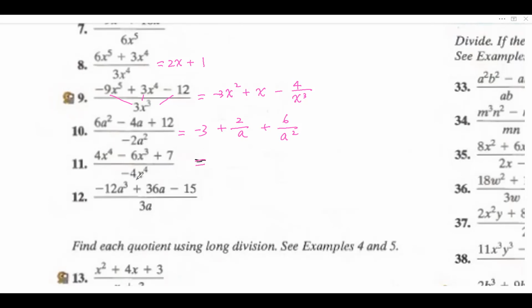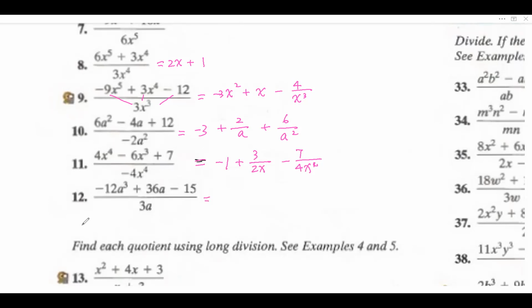Let's see 11. The first is negative 1, right? What about this part? This part you can quickly get 3 over 2x. And the last one, 7 over 4x to the power 4.